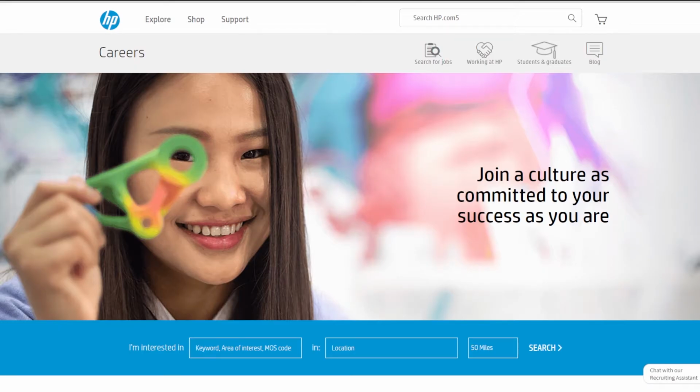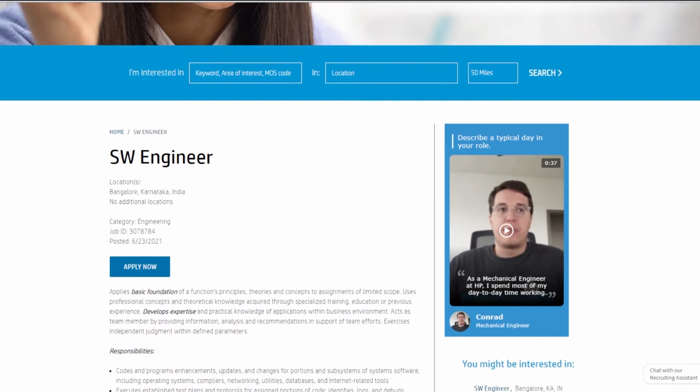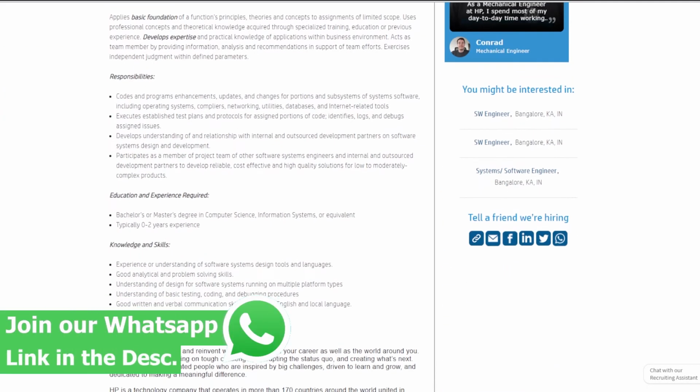The job location is Bangalore, India, but you will be working from home until conditions are well. The role will be on a full-time basis and the base pay for the role will be around 7 to 8 lakh rupees per annum.